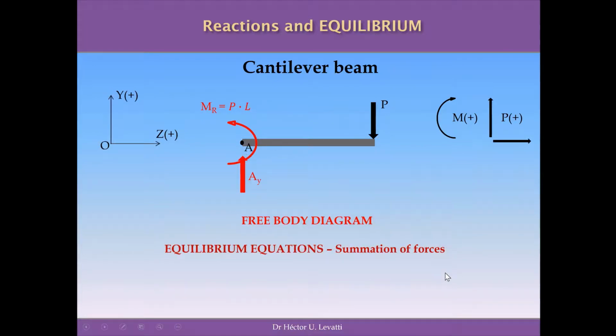Finally, doing the summation of forces in the vertical direction, which is the Y direction, we have minus P, the negative force applied to the structure, plus AY, the positive reaction we expect to have at the point A, equal to 0. So resolving this simple equation, we determine that the reaction AY is equal to P. So the reaction is P, and the reactive moment is P times L.